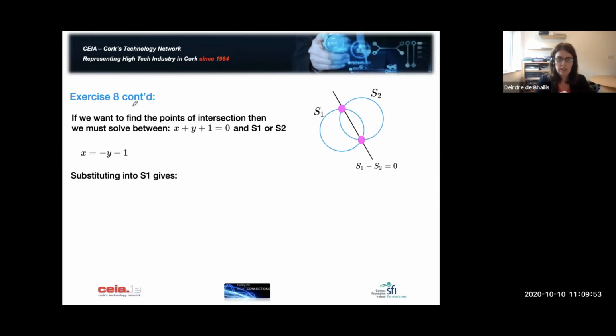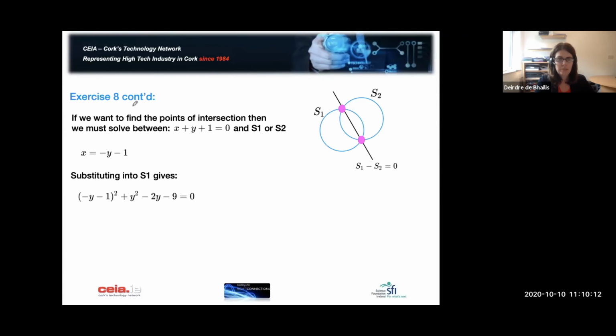And substituting into, we're going to take S1. I've taken S1 because I think there was no x component in S1. So it just gives me a few less seconds of calculation, which can help.